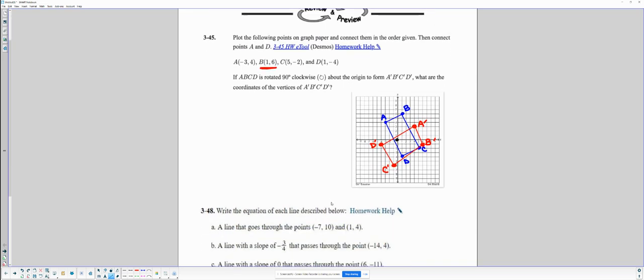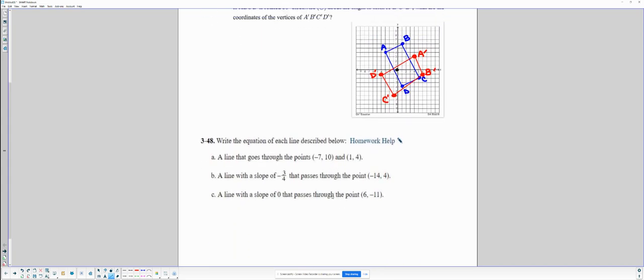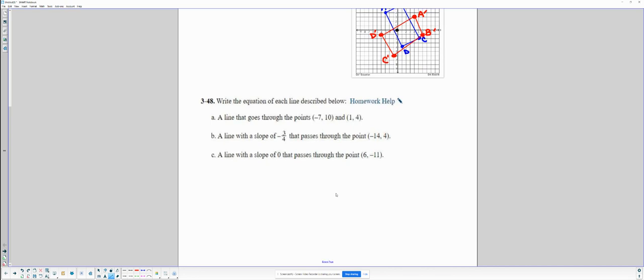Okay. Moving on to number 48. Write the equation of each line described below. Okay, so part A, a line that goes through these points. Remember, anytime you write a line, it's going to be y equals mx plus b. All right, so first you have to find the m, and then you have to find the b.